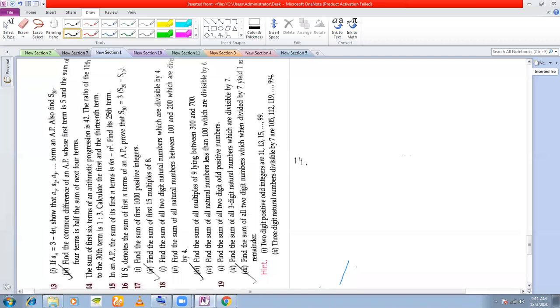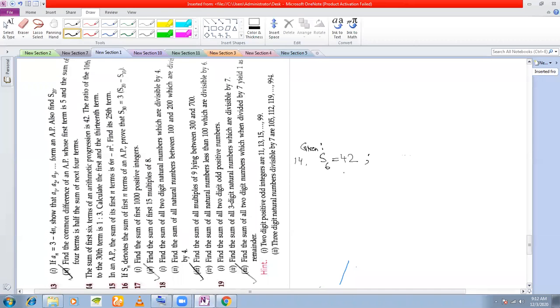Number 14, the sum of the first 6 terms of an AP is 42. A1 plus A2 plus A3 plus A4 plus A5 plus A6 equals 42. Right. But what does it mean? What is a single notation for all these? S6, right? Sum of the first six terms is 42. So S6 is 42, right? Next information that is given, let's write given here. So S6, the sum of the first six terms is given to be 42.